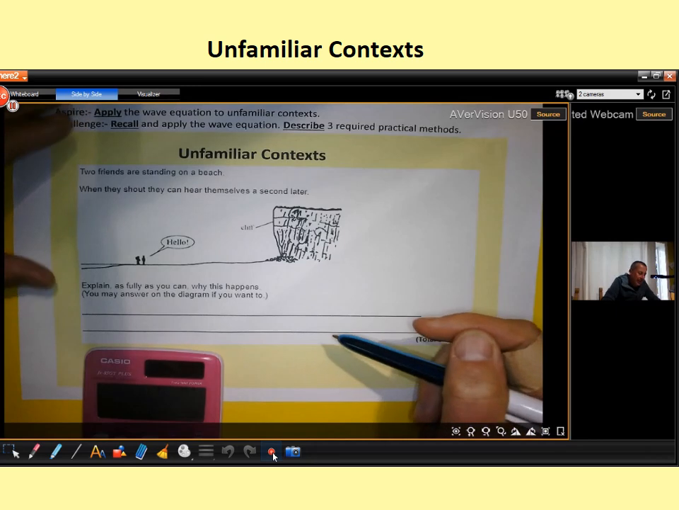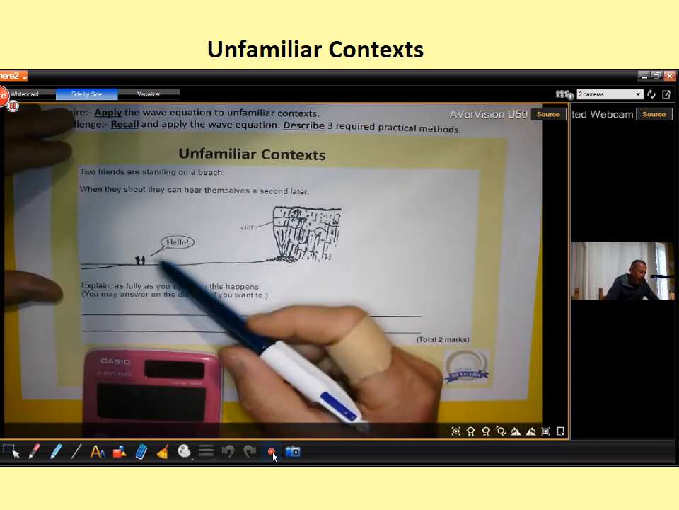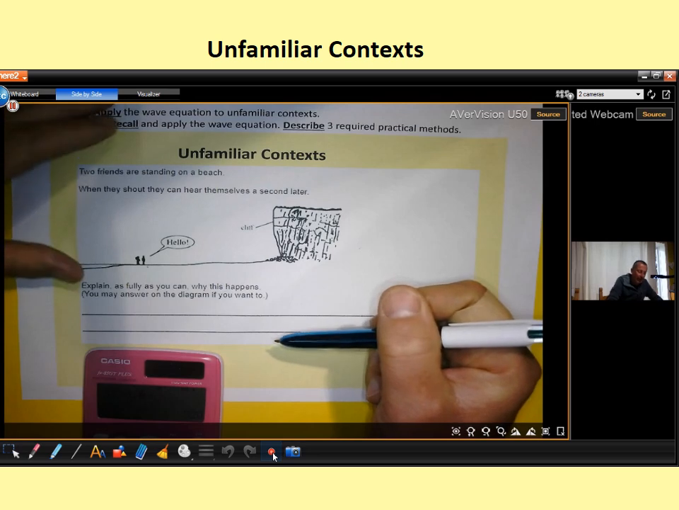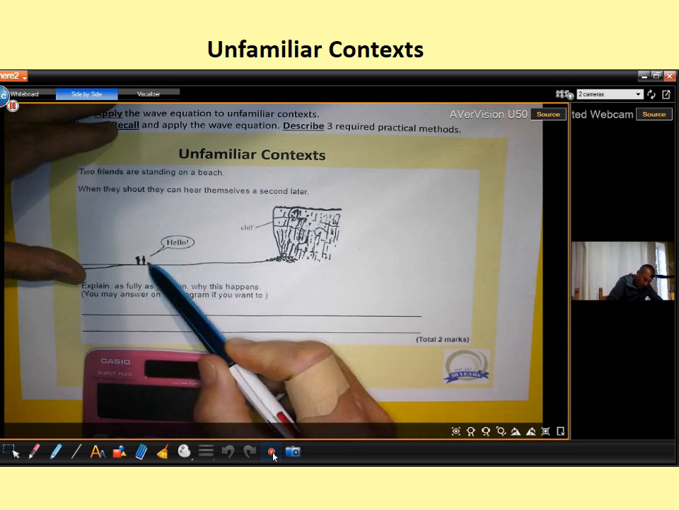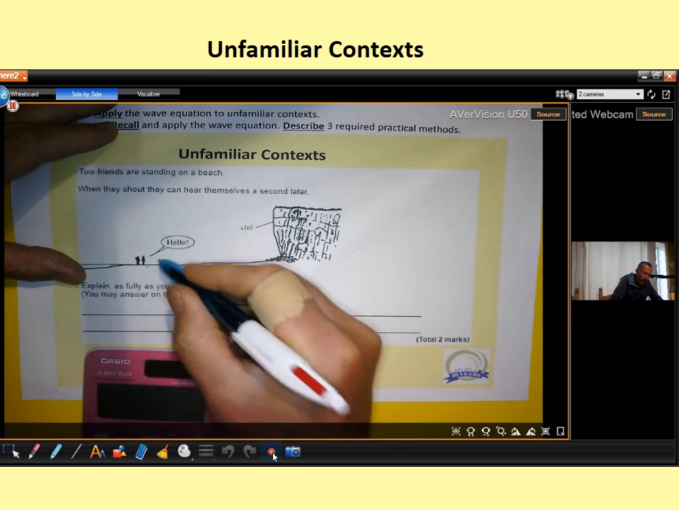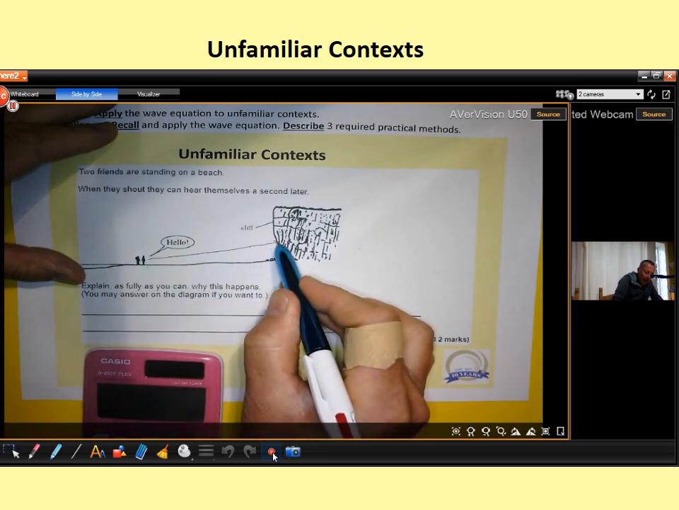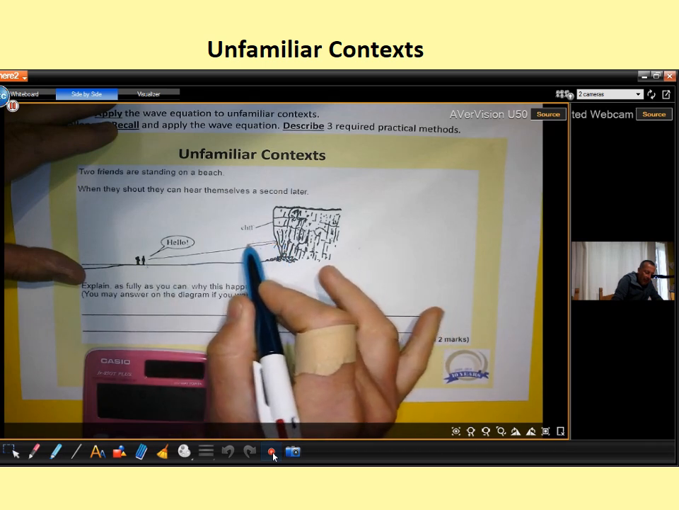So this is an example of the exam board using a context. So just from the diagram, they've got a cliff, a couple of people, shout hello, and then hear themselves a second later. So we're talking about sound waves here. Sound waves, longitudinal waves, just for a bit of a recap. So this sound wave would go in all directions, but we're only interested in the cliff. It would go, hit the cliff, and return.